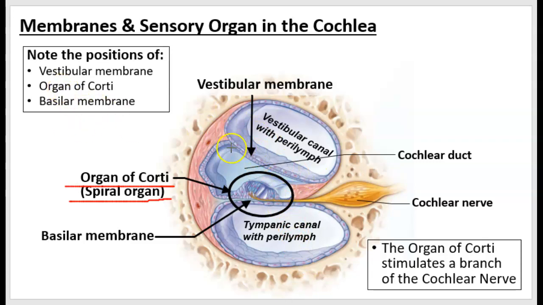Just note the positions of where the vestibular membrane is, that the organ of Corti lies in the cochlear duct, and that the basilar membrane is what the organ of Corti sits on. Now, the organ of Corti contains the hair cells. Those are the sensory cells. So we know that the organ of Corti and the hair cells, when stimulated, are going to send an impulse to the cochlear nerve.